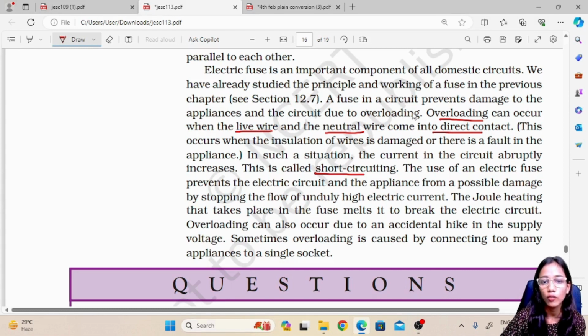Now overloading can also occur when there is an accidental hike in the voltage supply. Means if you connect too many appliances to one socket, that socket won't be able to take that much current and there will be a hike in the voltage supply, because of which there will be overloading. So two reasons for overloading are, one is short circuiting and second is if you connect too many appliances to the same socket.